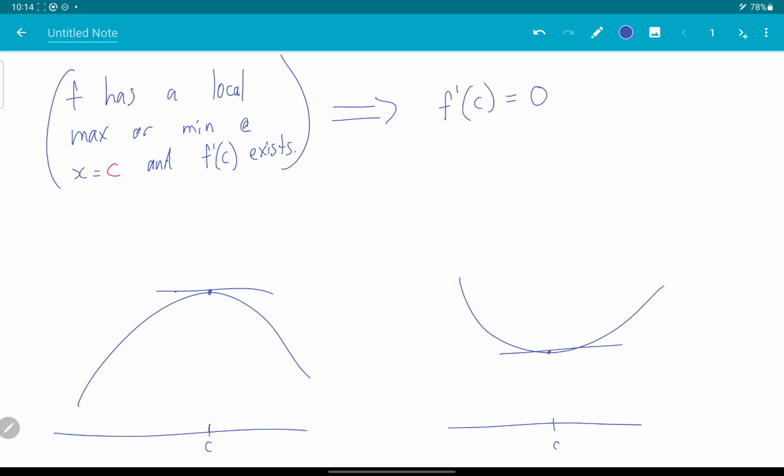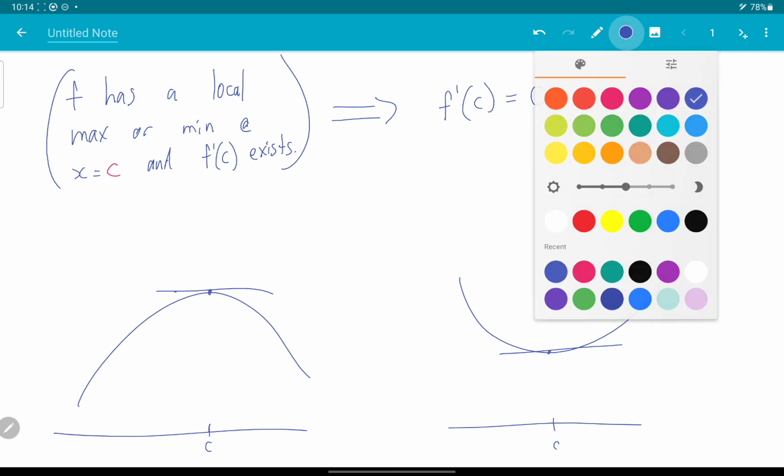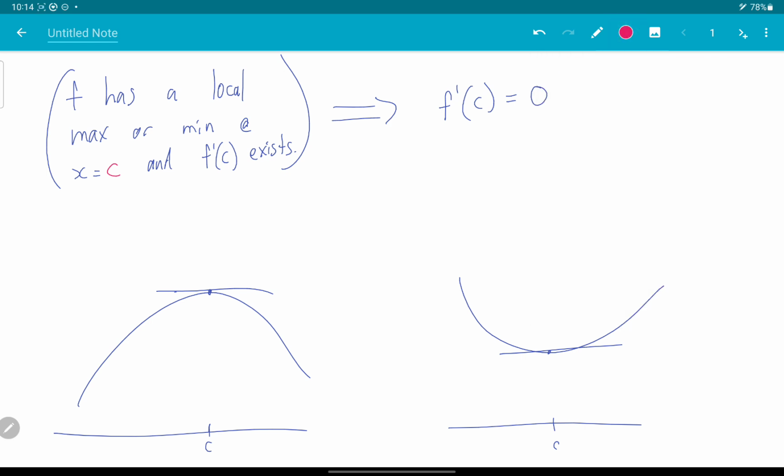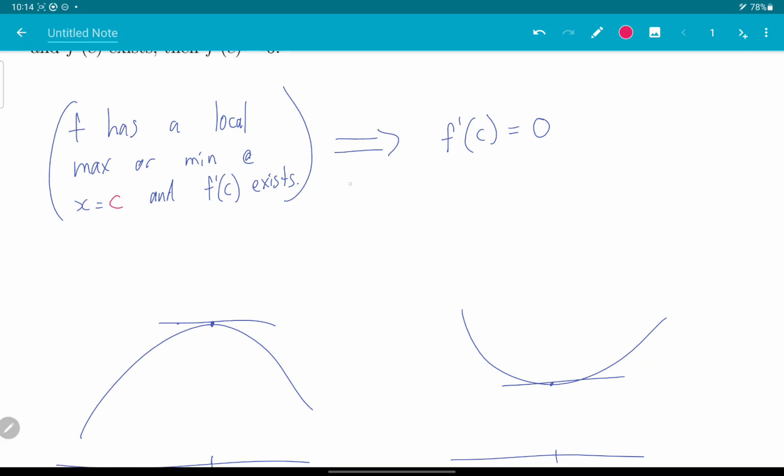But you got to be careful. You got to be careful because this arrow only goes one way. So let's write it like this. I'll put the arrow going the other way and I will cross it out because that is not true. So if f prime of c is 0, I cannot conclude that we have a local max or a local min.